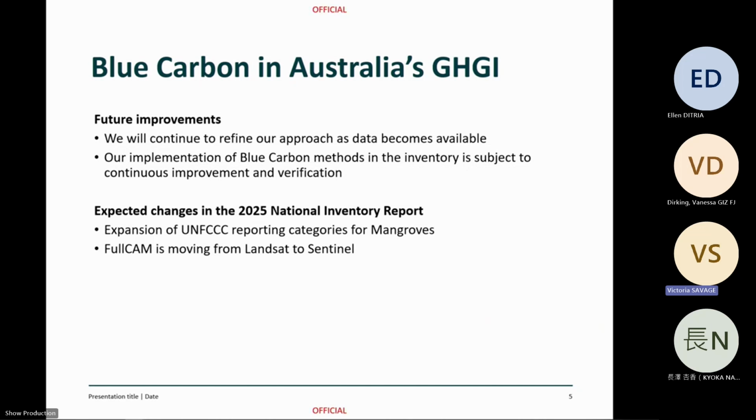We're expanding the UNFCCC reporting categories for mangroves. We currently report them all under forest conversions to settlements. But what we're actually seeing in the land use data is that quite a lot of the transitions are actually forests into wetlands rather than into settlements. So we're going to update the categories there. We've also got another big change with our FullCAM model, moving from Landsat to Sentinel satellite imagery, which is going to give us a higher resolution, which should improve the accuracy of our data.